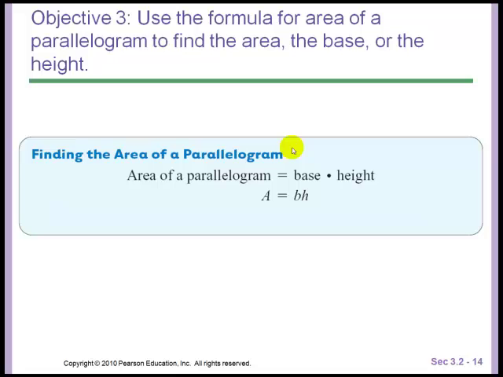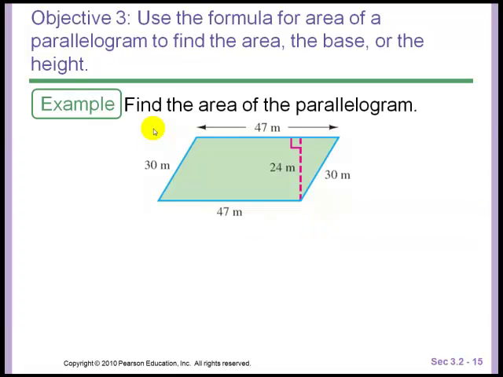Finding the area of a parallelogram. The area of a parallelogram is the base times the height. Again, we're going to use square units because it is an area. Example. Find the area of the parallelogram. We have several measurements here. The base is this 47 meters. The height is this inside 24 meters. Notice this right angle. That will always be the hint. Your height will be at a right angle to the base.